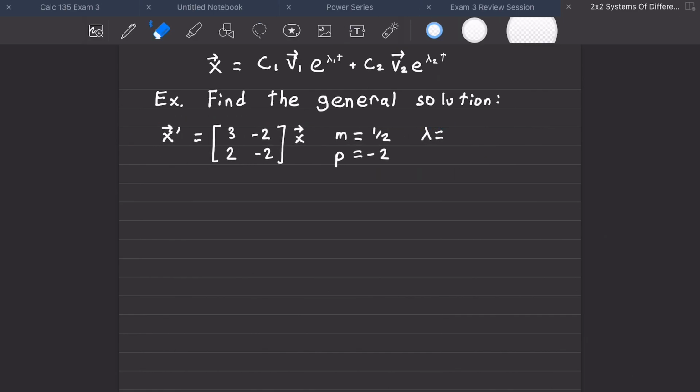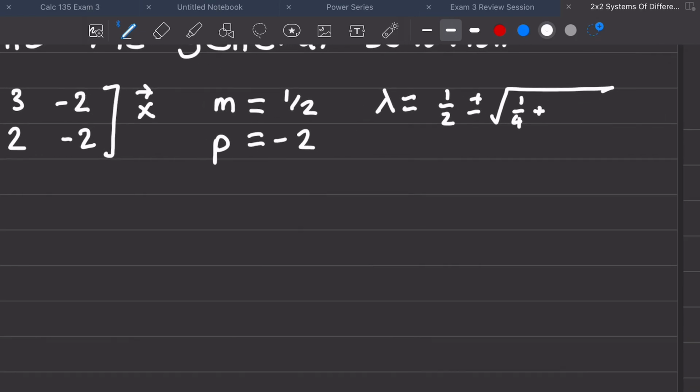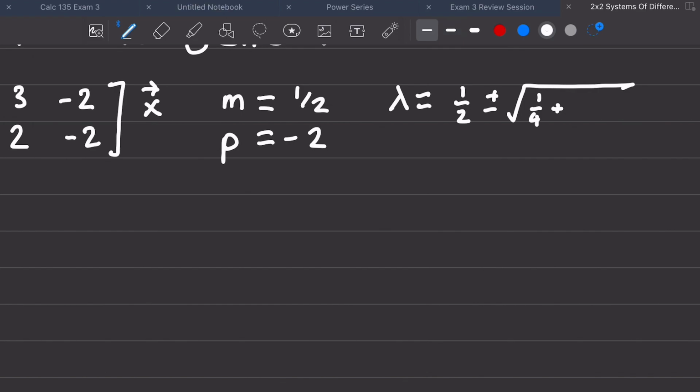Okay. So we have lambda equal to 1/2 m plus or minus the square root of 1/4 plus 4/2, because we're doing m squared minus p. Oops, actually I'm going to change that to 8 over 4, because it's equivalent, and it's just going to be nicer in this form. Hopefully you can see that is 9/4. So I'm going to do a little bit of simplification here. I'm going to restate it as lambda equal to 1/2.